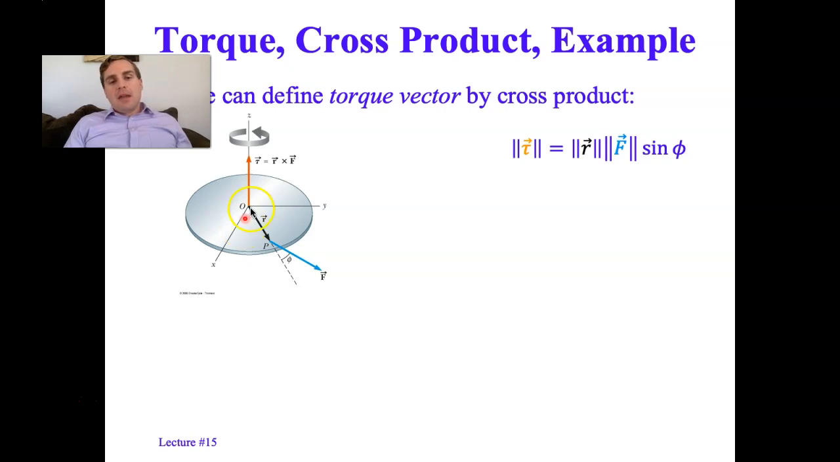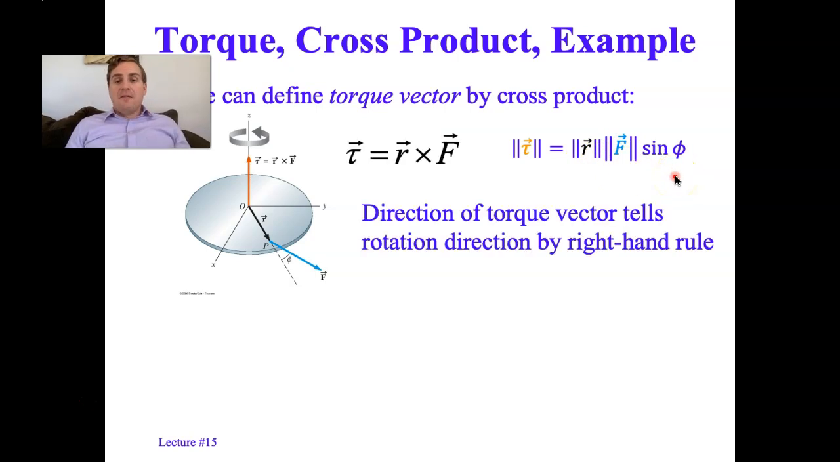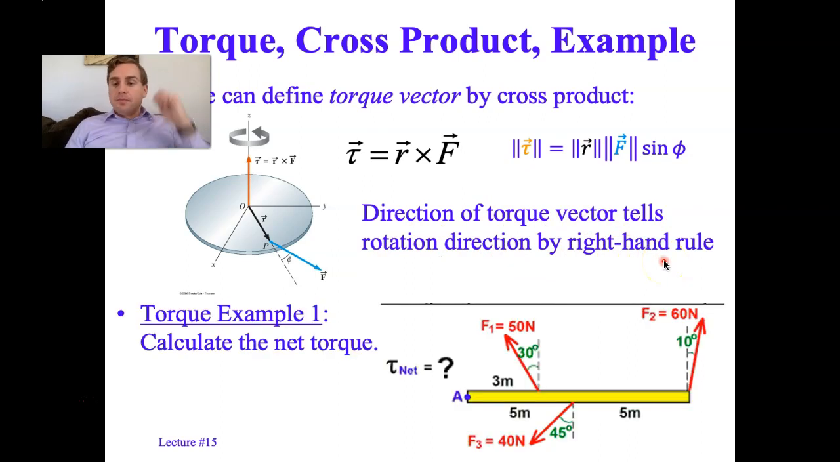But the idea is basically this: the torque vector is going to be the radius vector cross product with the force vector. So the magnitude of the torque is the magnitude of the radius vector times the magnitude of the force vector times the sine of the angle between those vectors, and that's sine of phi. So tau vector is R vector cross F vector. This is the greater mathematical formalism of calculating a torque. The direction of the torque vector tells you rotation direction by the right-hand rule.